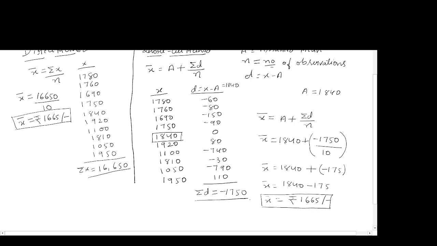Okay, so this is how mean should be calculated using the direct method as well as the shortcut method for case number 1. Hope you understand the problem.